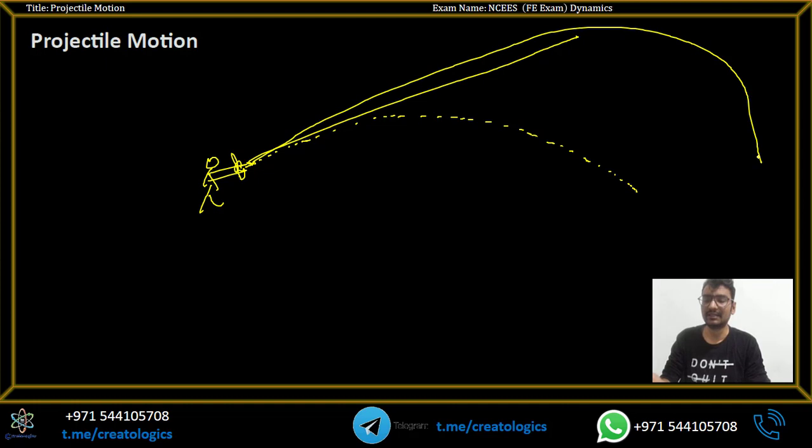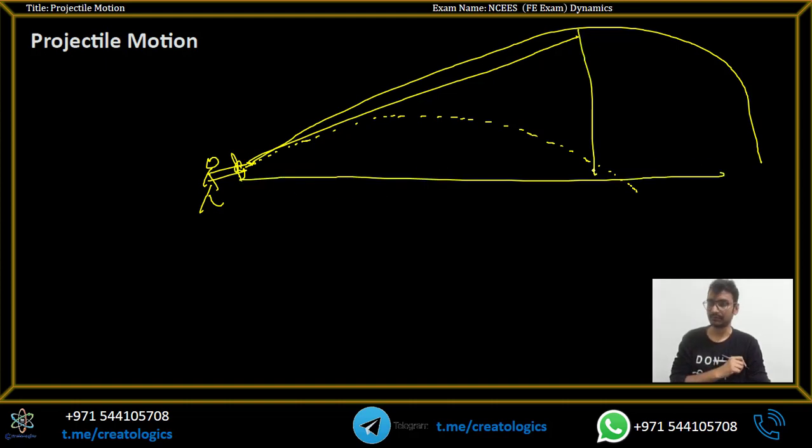It depends on the initial velocity that we give to the bullet, what the horizontal range will be and what the height will be: the maximum height, the horizontal range, and the point at which it will touch the ground. That is our topic of discussion in projectile motion.